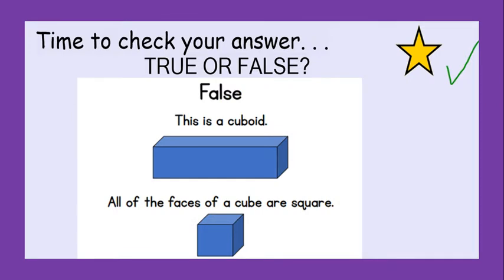This question is also false. This is a cuboid, and I always think of a cuboid as being a 3D rectangle. If it was a cube, it would look more like a 3D square, and it says that all the faces of a cube are square. So that question was false. Well done if you got that answer right.